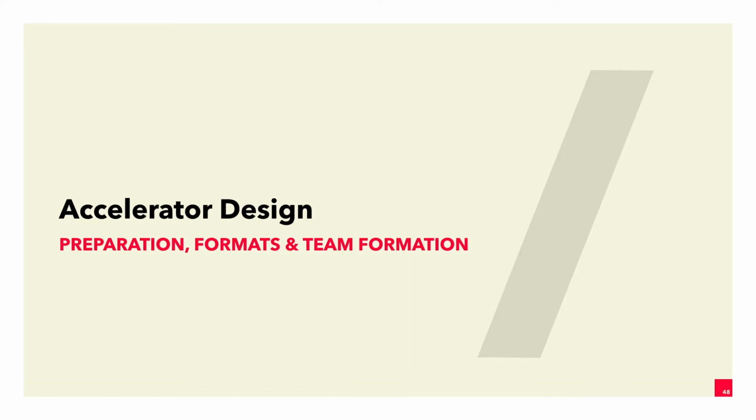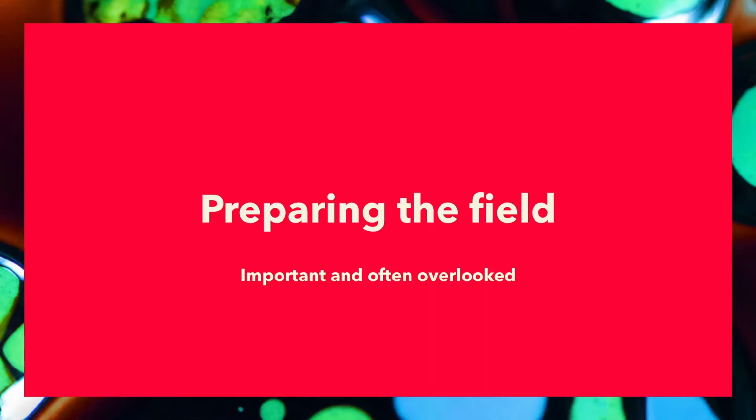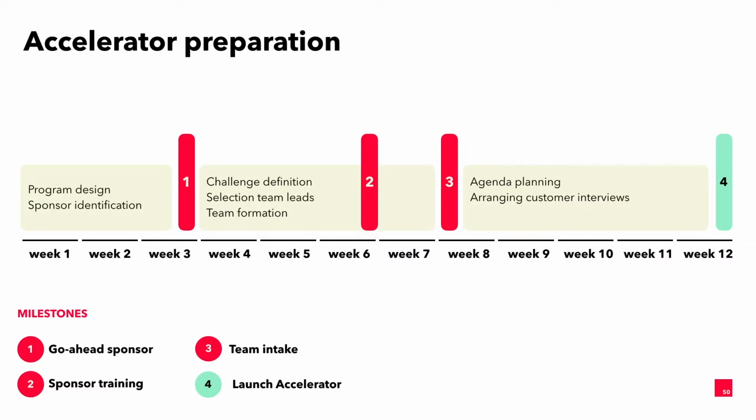And thirdly, probably the most frequently asked question, how do you make sure that you have the right teams in your accelerator? Let's start with the first one, preparing the field. If we look at a timeline and we say we will start our accelerator in 3 months, then you should really start working today. You should get the go-ahead of your sponsors, which is your first validation that you can actually ensure there will be a follow-up.